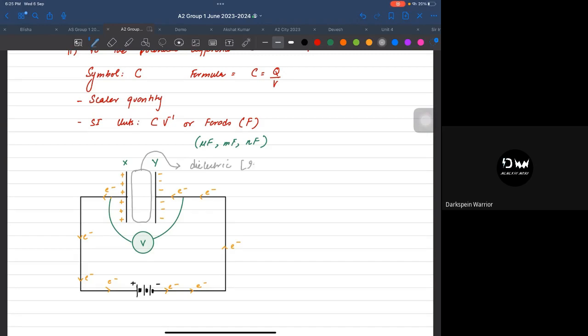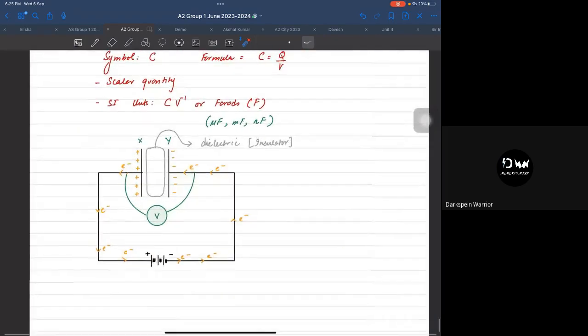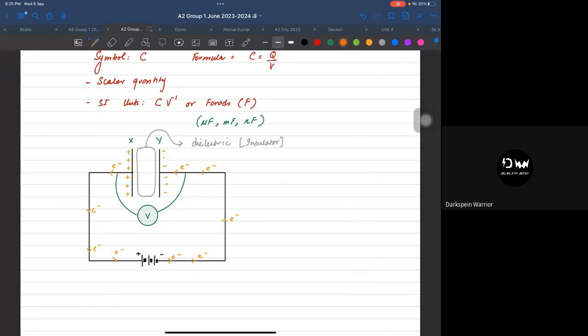Dielectric is basically an insulator. And why do we need to place it in between the plates? Because we don't want these electrons to jump from one plate to another directly. We want them to get redistributed, not jump from here. So we want to prevent that from happening. All right, so you can say the dielectric prevents electrons from jumping to the other plate.